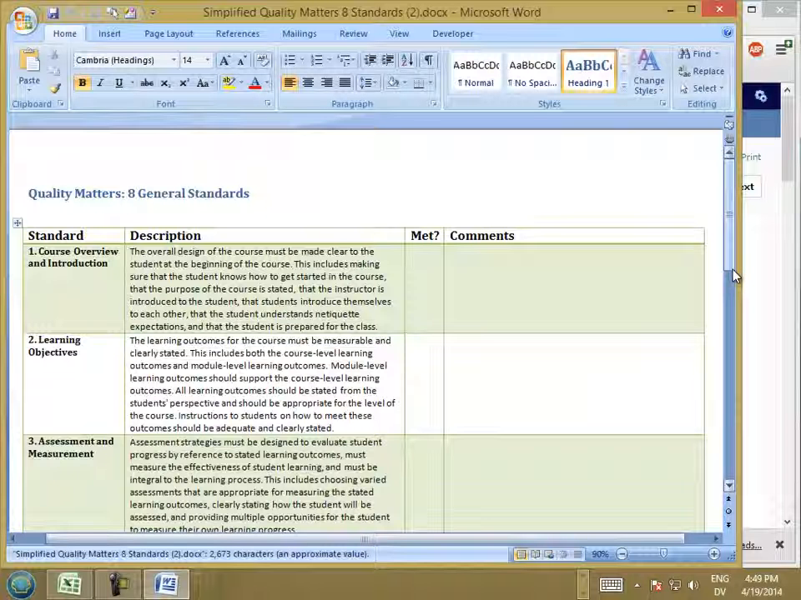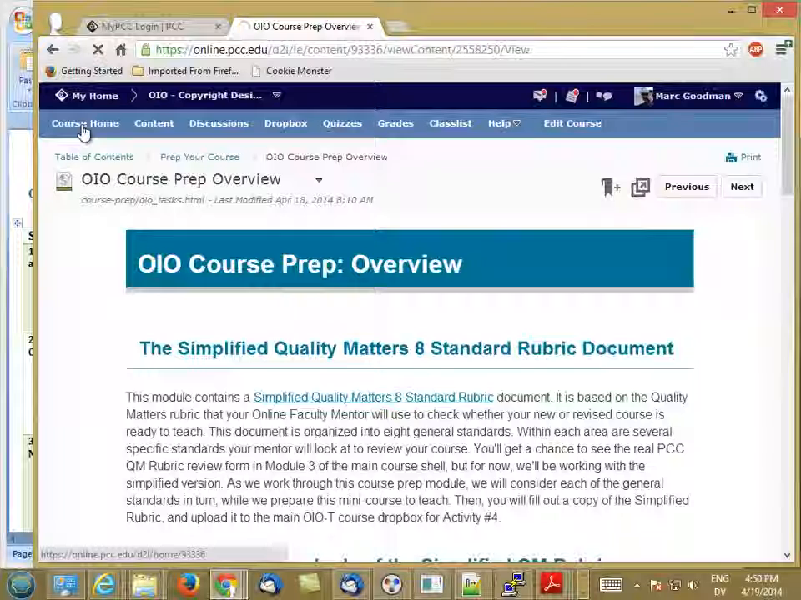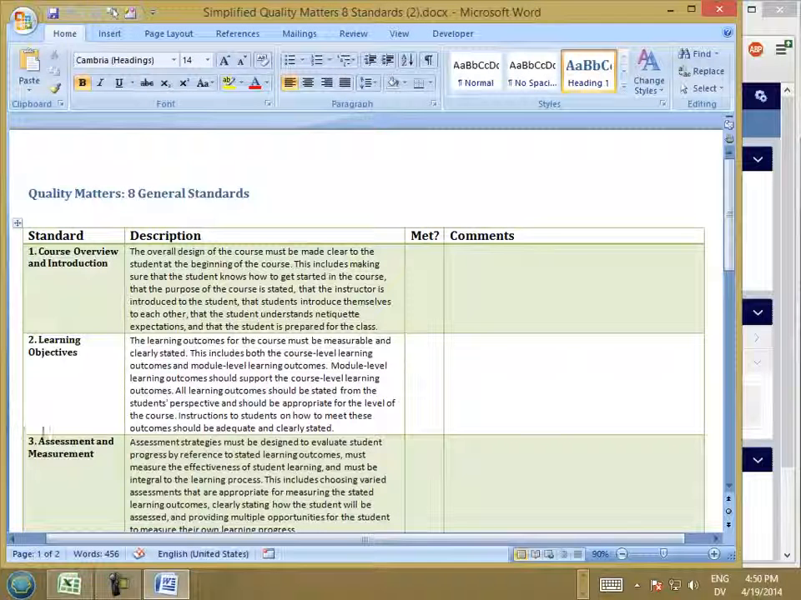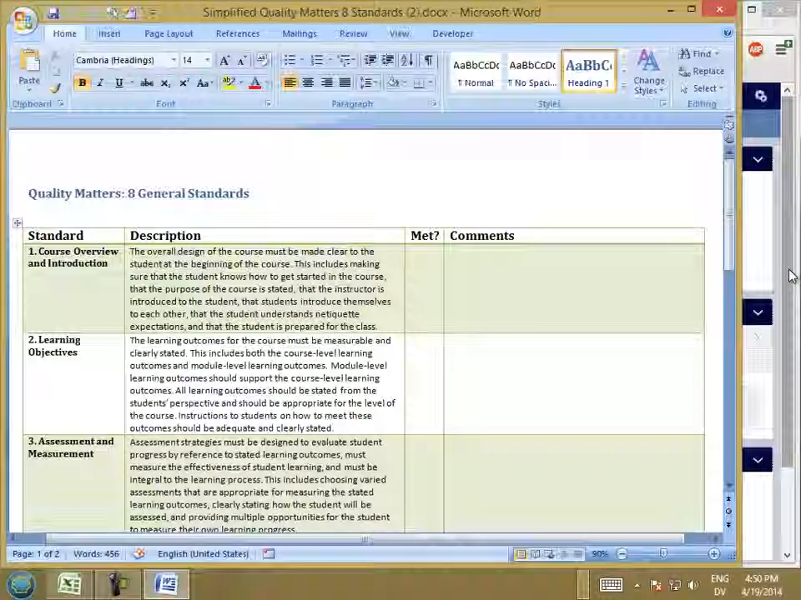Standard one has to do with whether the student is introduced to the course and given instructions on how to get started. So let's look at the course homepage, and this is where most of your students will be coming in. There's a welcome message, and it introduces the student to the purpose of the course, but it doesn't actually instruct the student how to get started. So that's one thing we're going to want to look at. And we're going to want to direct the student to the content tab and have the student introduce themselves.